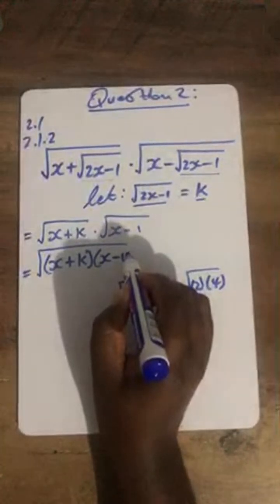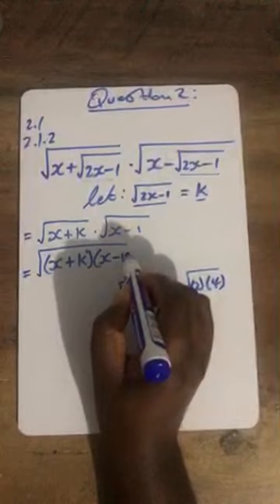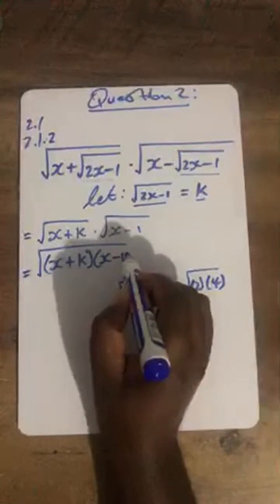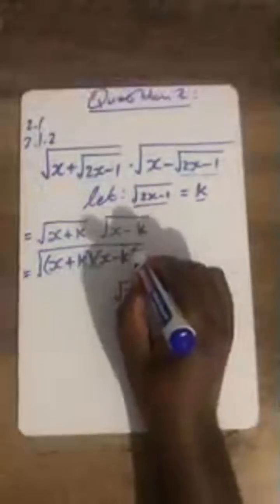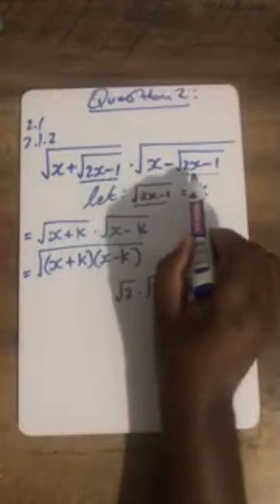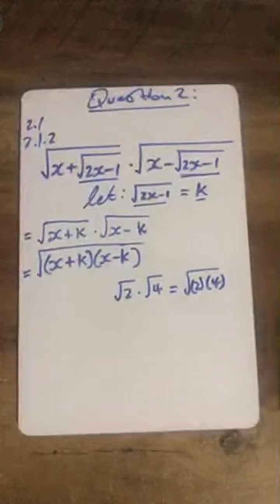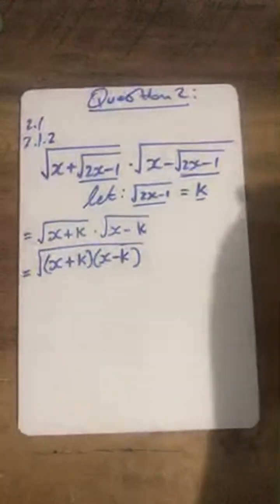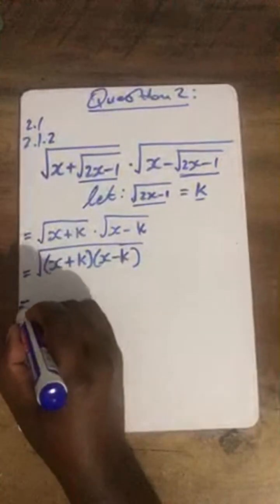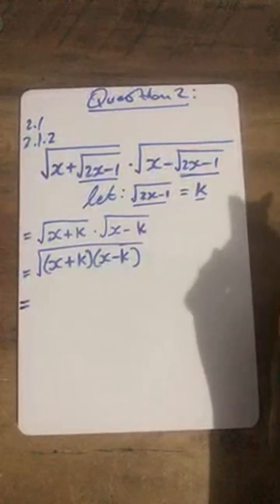minus... wait, I had to do something. Yes, here it's supposed to be k. Yes, now I can see that something is not adding up, because where I see square root of that into that, I put k. Yes, yes. Not an easy one, honorable members. Trust me, not an easy one.